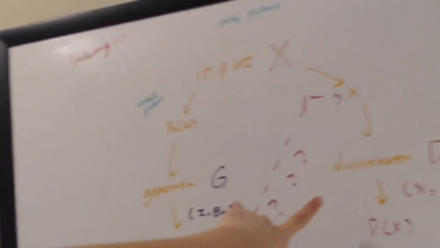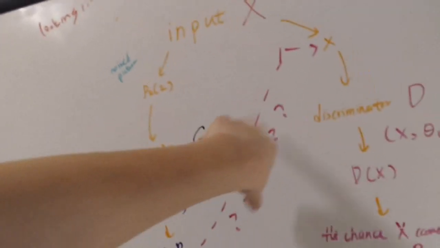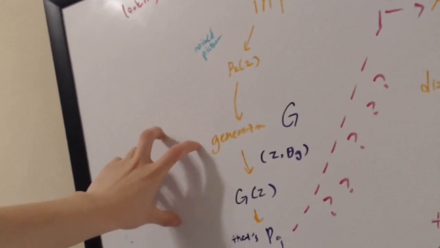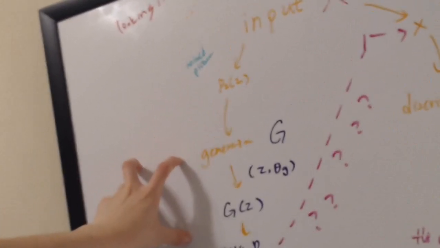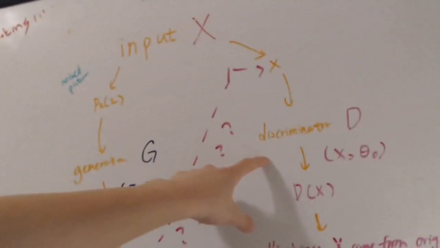So I guess both of them can get better. I don't really know. I can't really think through the mathematics that they have to go through to get better and better. One is going to get better at generating, and one is getting better at discriminating.